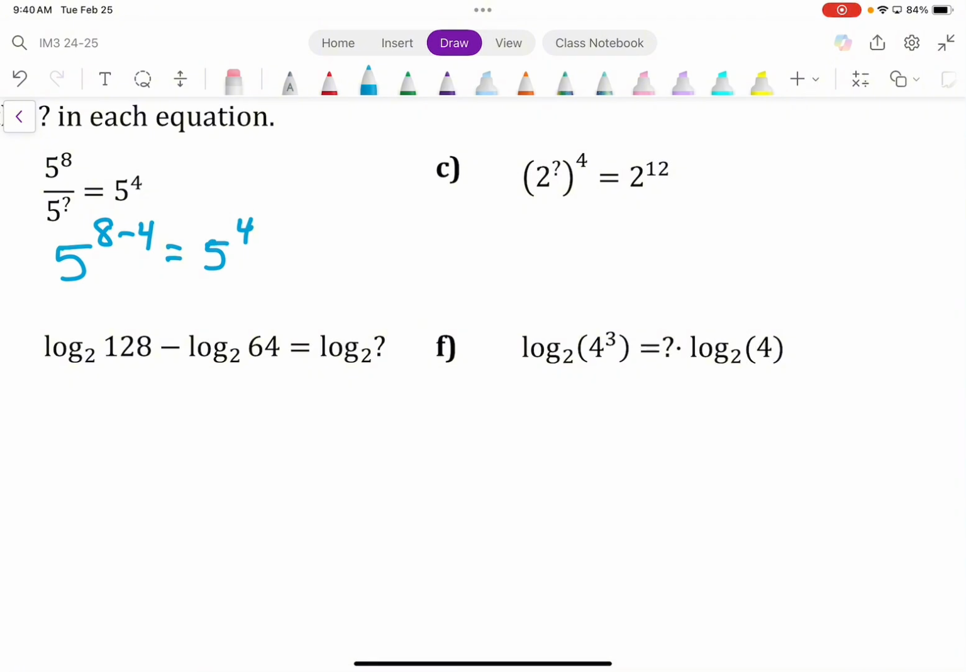All right. Next, we have 2 to the something raised to the fourth equals 2 to the 12. Whenever you have an exponent raised to another exponent, let's see. There are 4 math operations, right? We already did addition. We already did subtraction. So it's either going to be multiplication or division. What do you think is the answer of these two? Multiplication. So we're going to have 2 to the something times 4 equals 2 to the 12. So that something would be a 3. 2 to the third to the fourth equals 2 to the 12.